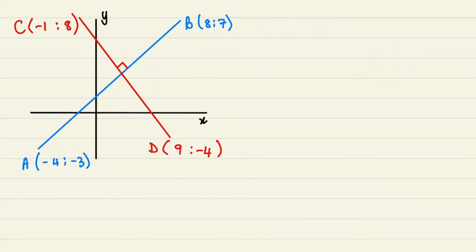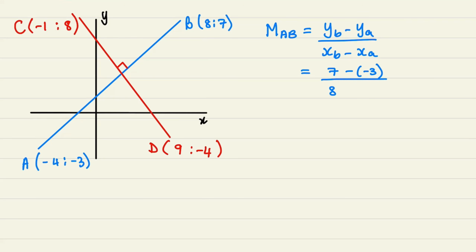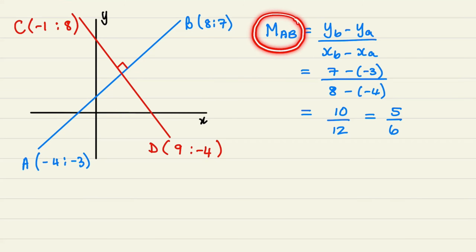So let's look at an example. First, we'll find the gradient of line AB, which is the difference of y's over the difference of x's. So the y of B is 7 minus the y of A, which is -3, over the x of B, which is 8, minus the x of A, which is -4. So when I simplify, I have 10 over 12, which leads to 5 over 6. So the gradient of line AB is equal to 5 over 6.